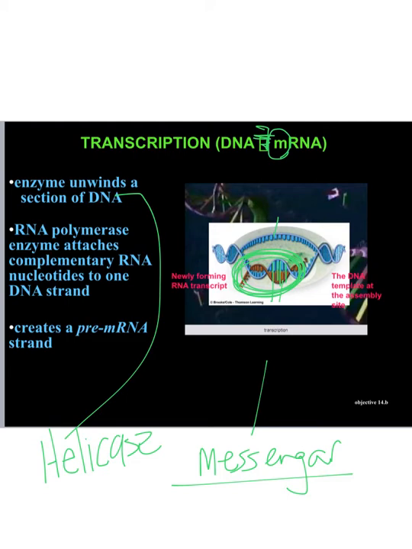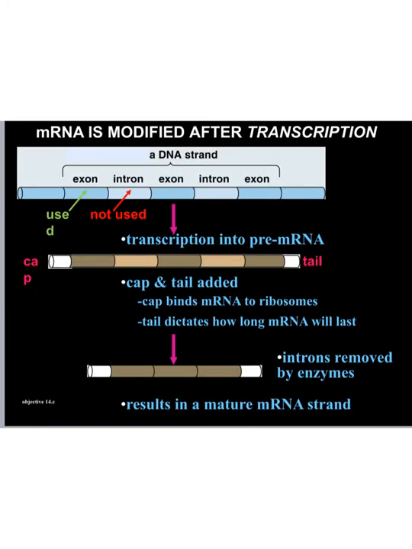So what we actually create when we carry out transcription is something called a pre-mRNA that we have to process in order to turn it into a mature mRNA. We'll talk about what the processing involves. In order to process a pre-mRNA, we have to do three things to it. The first thing we have to do is cut out what are called introns.